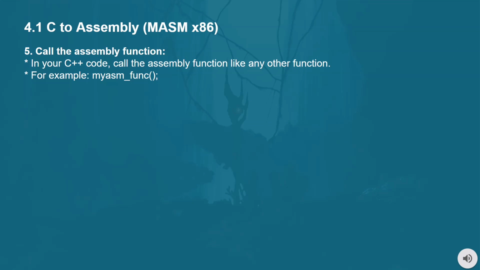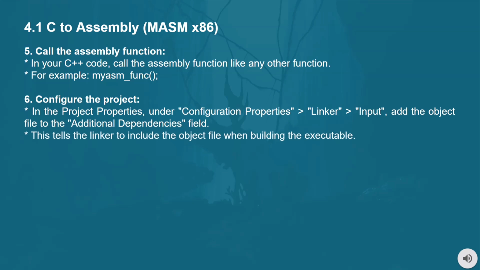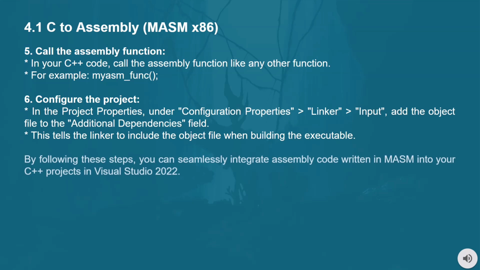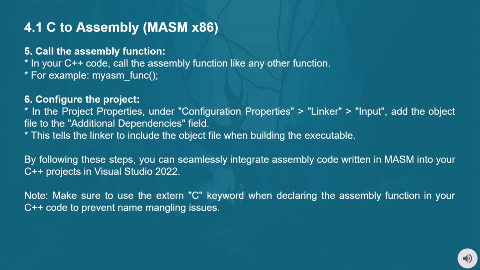Integrate assembly code into C++ projects in Visual Studio 2022 by adding an assembly file, compiling it, linking the object file, calling the assembly function, and configuring the project, or simply download and open the MHM Rajput / Let's C Assembly GitHub repo in VS 2022.